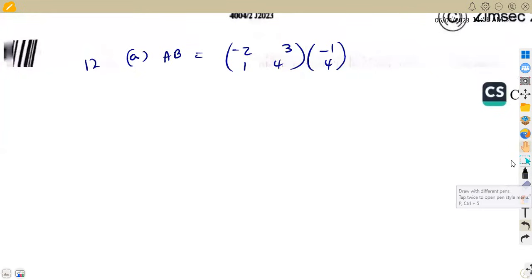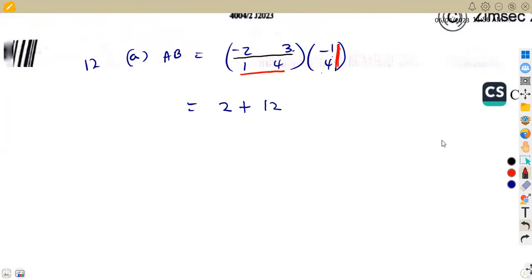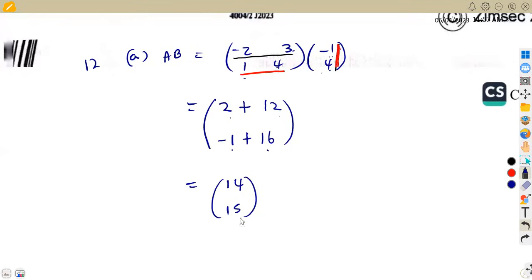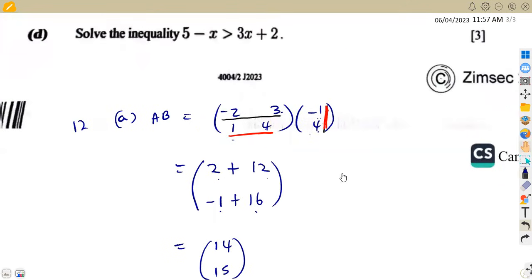Now we can multiply using the concept row by column. Let us multiply -2 times 1, that will be -2, plus 3 times 4, which is 12. We are done with this row and this column. We move on to the next row and the only column that we have: 1 times -1 plus 4 times 4, which is 16. Combining: -2 plus 12 is 10, and -1 plus 16 is 15. As you can see, our answer is a 2 by 1, 2 rows, 1 column. So that was question 12A.